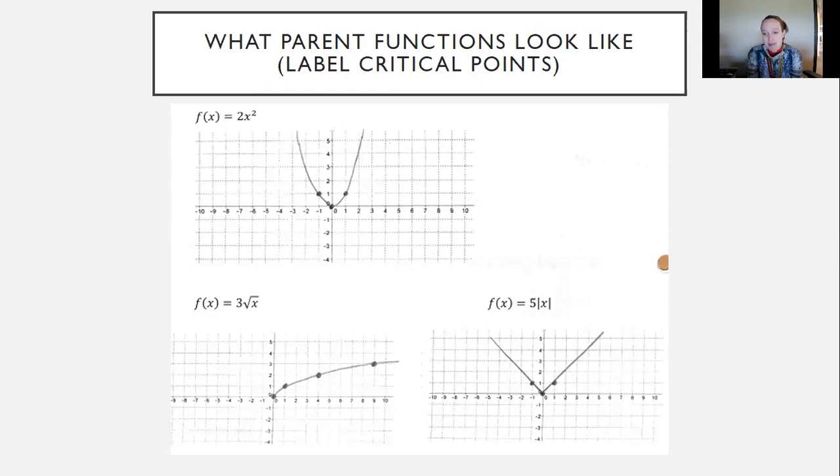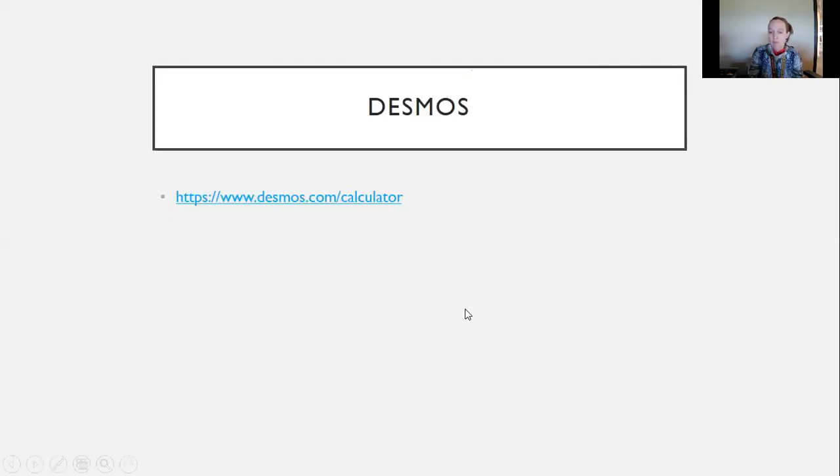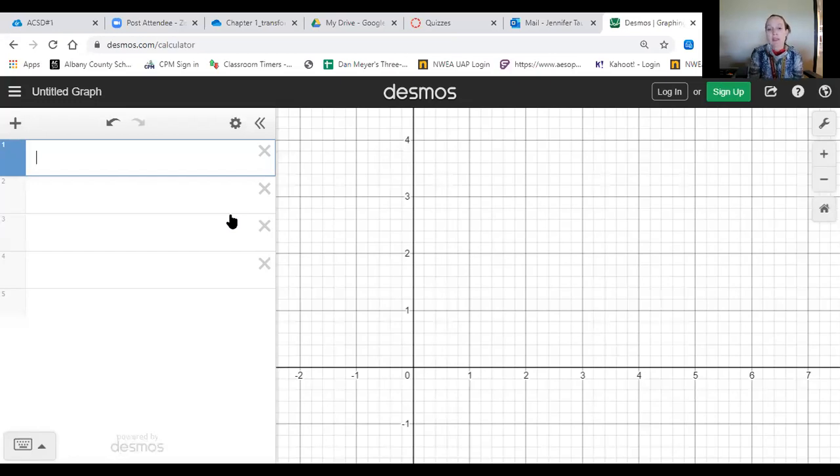But we're not looking at just parent functions anymore. We're going to try something new. Right here, we now have this multiply by 2, multiply by 3, and multiply by 5 on the outside of our grouping symbols. So what does that mean? Okay, it's time to head to Desmos, everybody. Head to desmos.com, hit graphing or start graphing, and you should be at a page that looks like this.